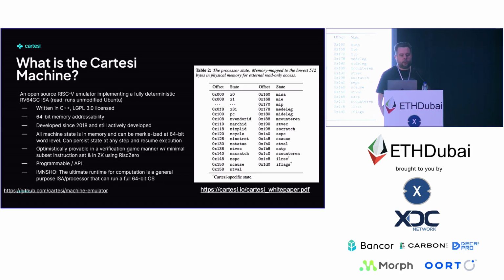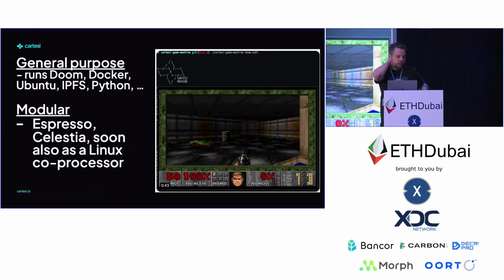Also, additionally, it's possible to prove this VM in ZK by running this virtual machine inside something like RISC-0. One of the nice things about it is that it comes with an API, as in you can write into the memory, and you can get Merkle proofs at any particular part of state. This is my not very humble opinion, but basically the ultimate runtime for computation is something that can run pretty much a 64-bit operating system. Now, what do I mean by that it's general purpose?